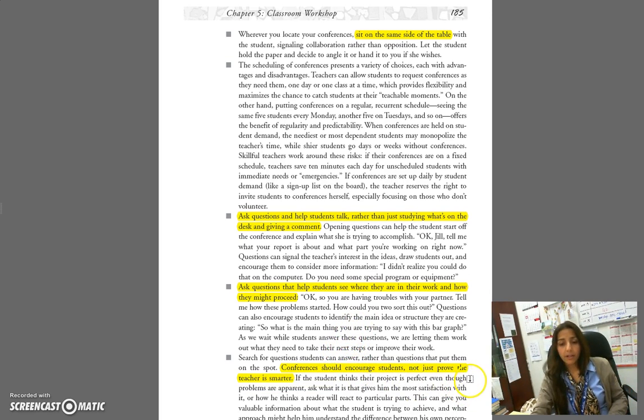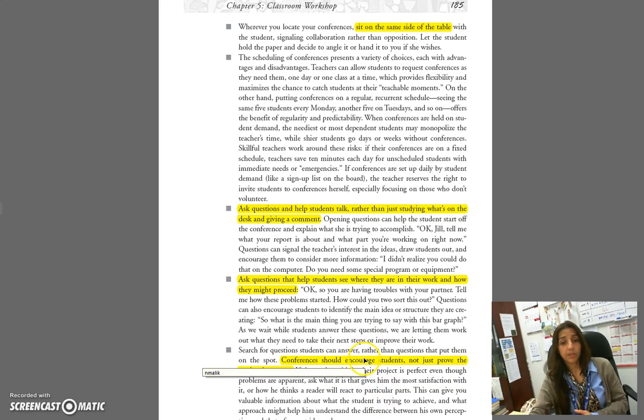Then the conference should encourage students, and not just prove that the teacher is smarter. Again, the purpose of a conference is to make the students feel more confident and make them find answers to their problems. It is not to make the teacher feel more smart and to feel that she knows more than the students.